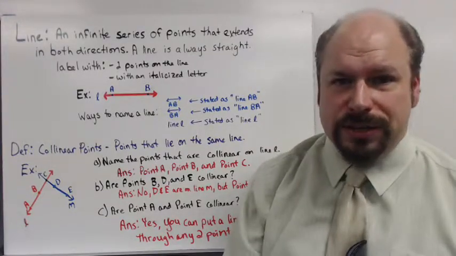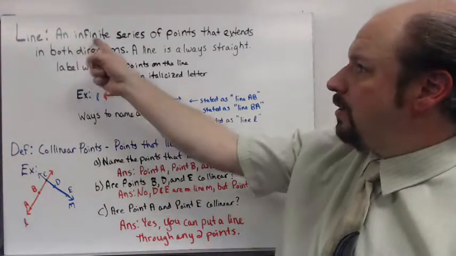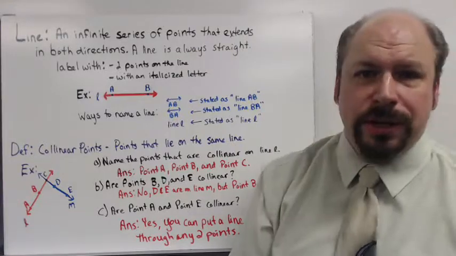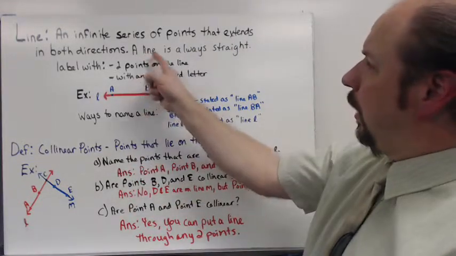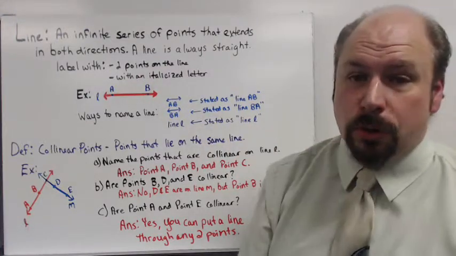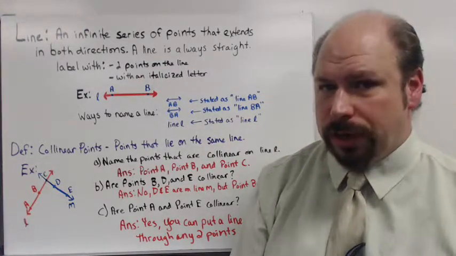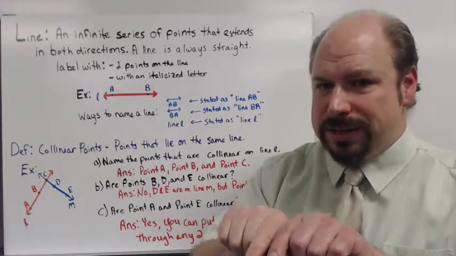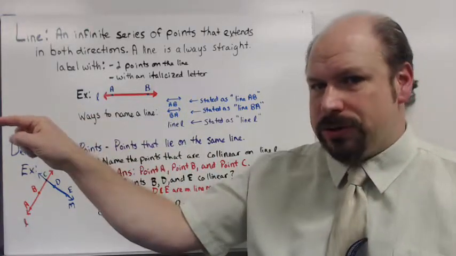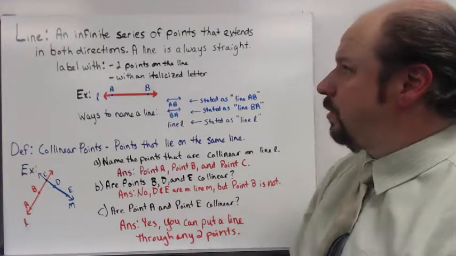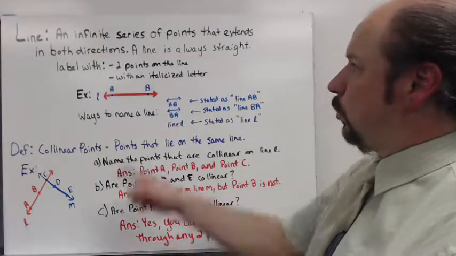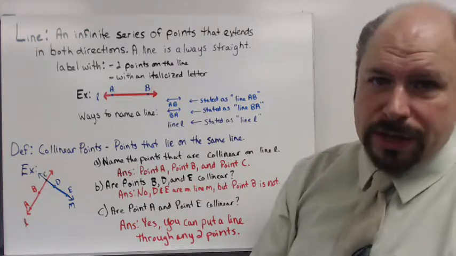Okay, so next is a line. A line is an infinite series of points that extends in both directions. A line is always straight, and that's important to know. We cannot have a curved line. So it always has to extend in two different directions forever and ever without ends. And so that creates an infinite set of points on that line.